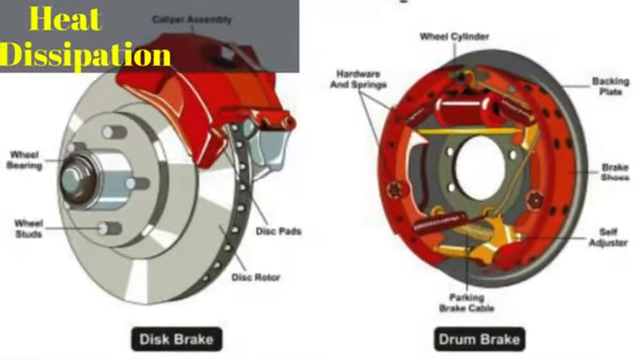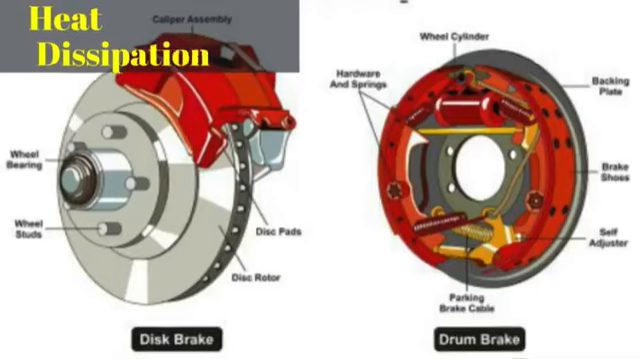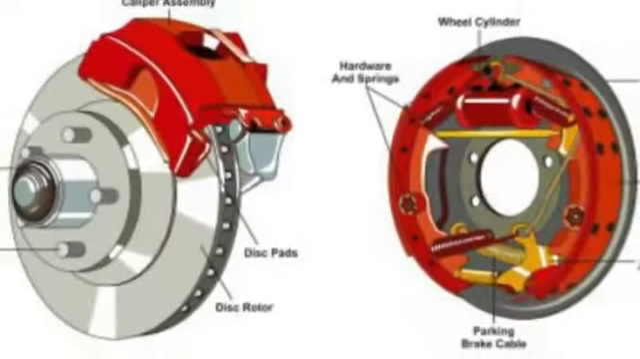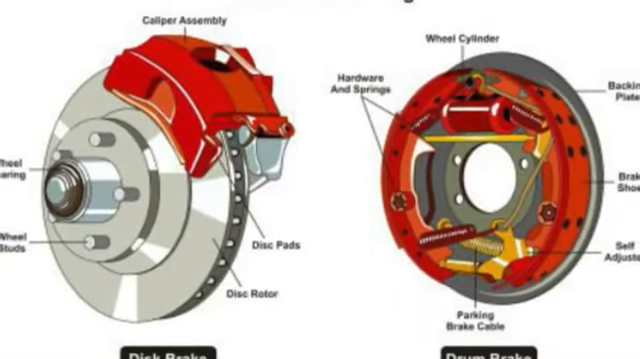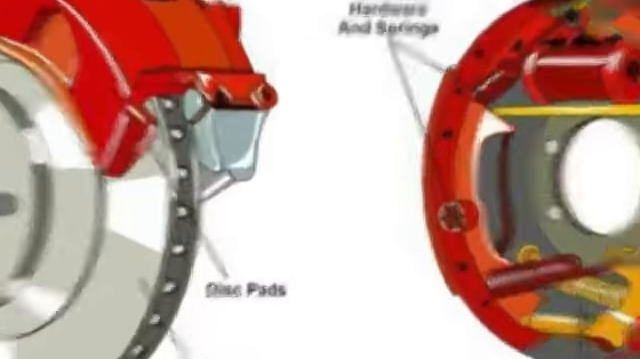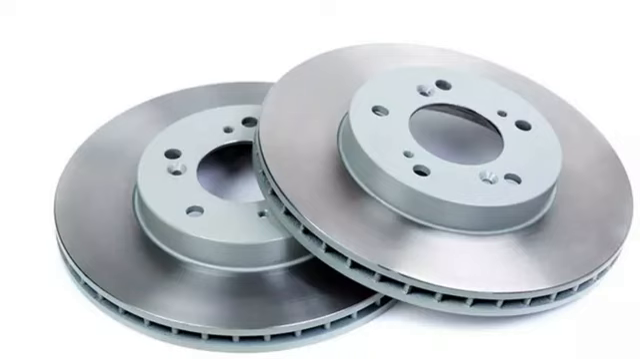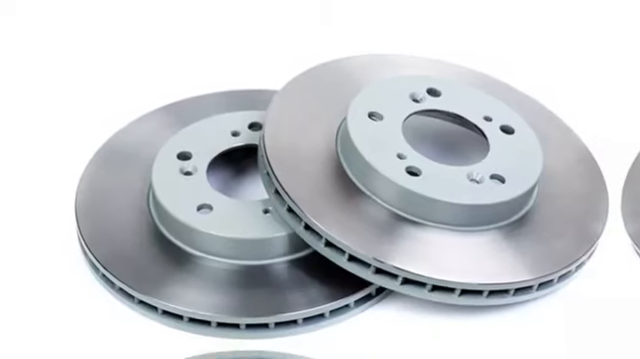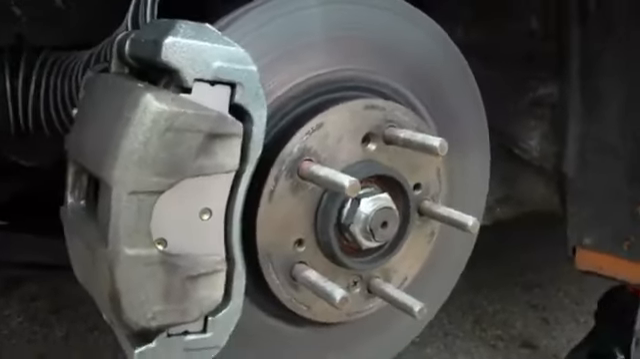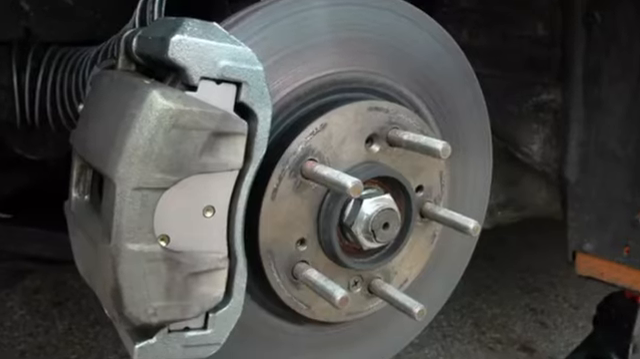Number 1. Heat dissipation. When you apply the brakes, kinetic energy, the energy of motion, is converted into heat due to friction between the brake pads and the disc. The brake disc acts as a heat sink, absorbing and dissipating this heat away from the braking system. Proper heat dissipation prevents brake fade and the loss of braking power due to overheating.